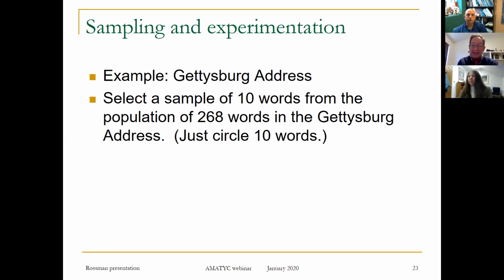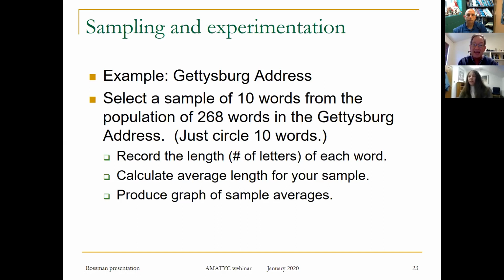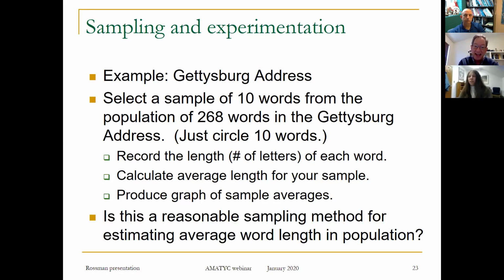And then what do I ask them to do with those 10 words? I ask them to record the length, the number of letters in each word, calculate the average length for their sample of 10 words, and then come up to the board and put their sample average as a dot on the dot plot that we produce on the board with all the students in the class. The question then is: is this a reasonable sampling method for estimating the average word length in the population? And you know the answer, I suspect.